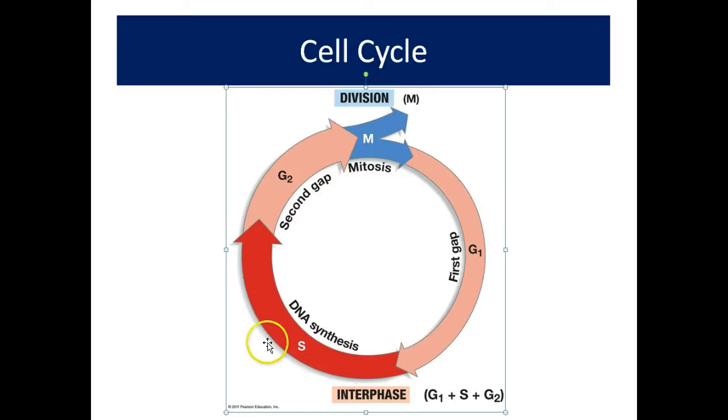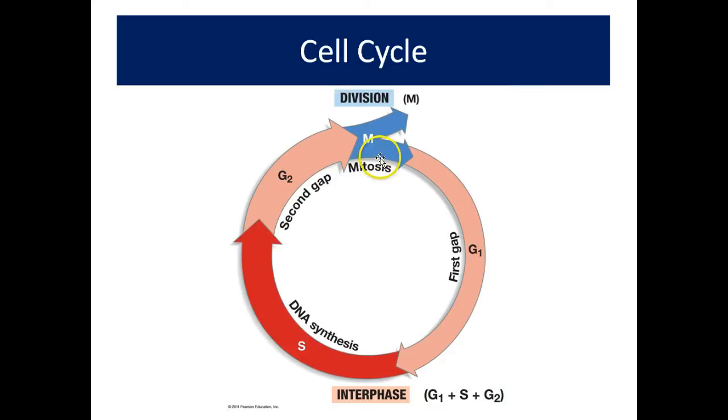Once that DNA is copied, the cell has to prepare to undergo some sort of division. In this case, the division is mitosis, but this could be meiosis. But since we're going to be talking about meiosis next, we're focused on mitosis here.